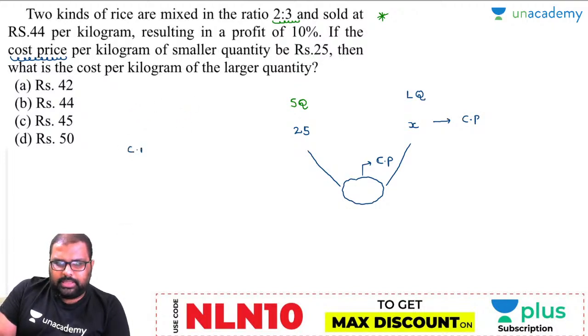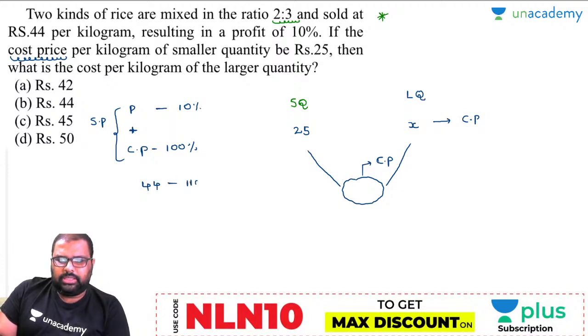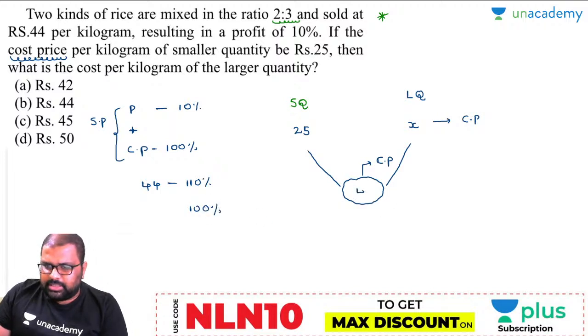My cost price, I will take it as 100 percent. Now closely observe, profit is given as 10 percent. The selling price is given as 44, so 44 is 110 percent. Now what is your 100 percent value? Is it 40? Yes, perfectly. So the cost price of the mixture is 40.